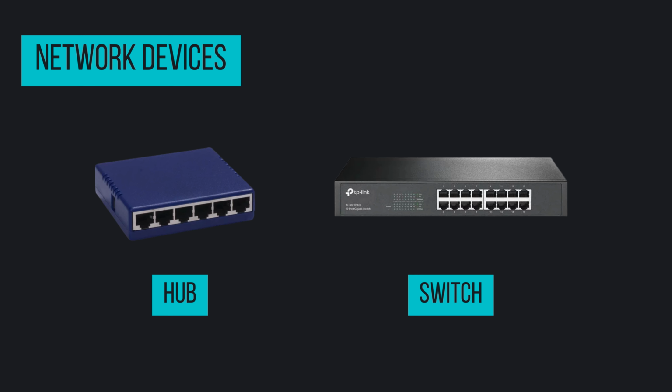A switch, on the other hand, is intelligent. It learns and remembers the MAC addresses of connected devices and forwards data only to the intended recipient. It's like having a smart postal system that knows exactly where everyone lives. This dramatically improves network performance and security by reducing unnecessary traffic and preventing eavesdropping.